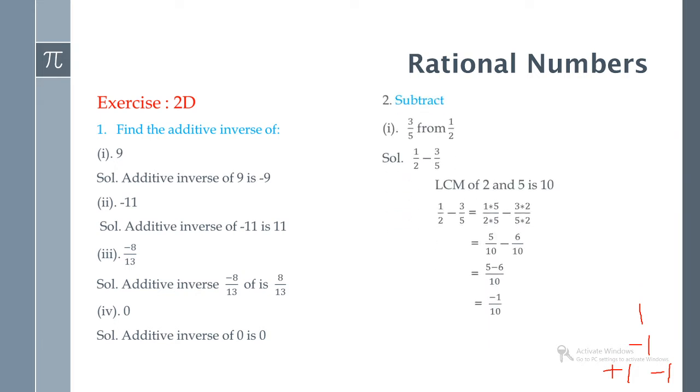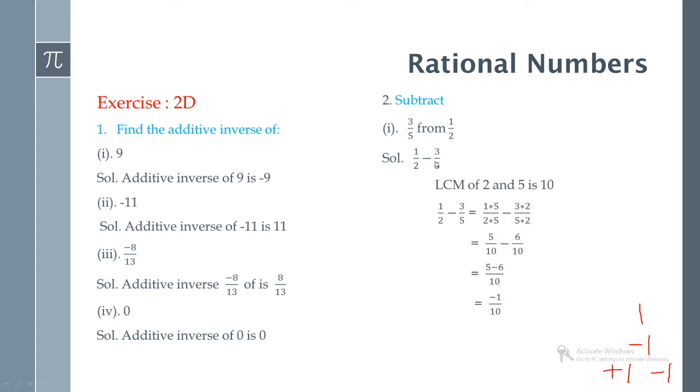Now coming to the next topic. 3 by 5 from 1 by 2. So we have to subtract the number from 1 by 2, meaning 3 by 5 should be subtracted from 1 by 2. Now you are getting a confusion here. Why do you need to subtract from 1 by 2? It is 1 by 2 minus 3 by 5.